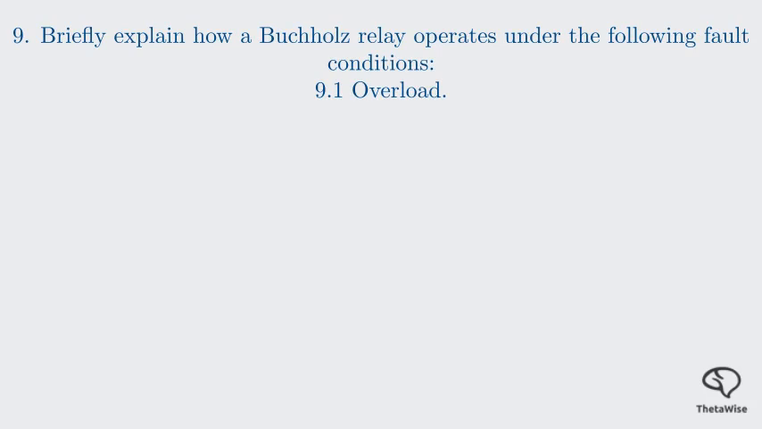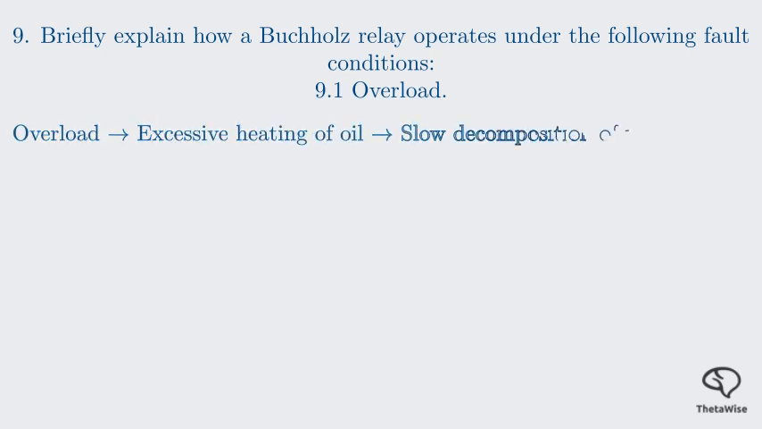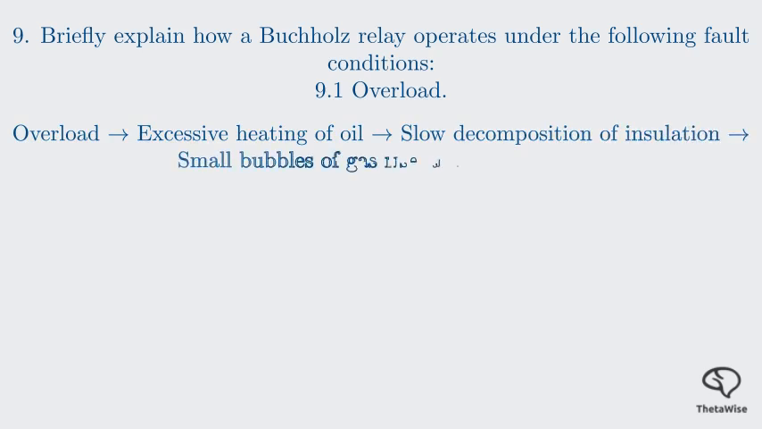This excessive current leads to significant heating of the windings and the transformer oil. This overheating of the oil causes a slow decomposition of the insulating materials, producing small combustible gases. These gases are lighter than the oil and rise through the pipe towards the conservator, where the Buchholz relay is located. As these gas bubbles accumulate in the upper part of the relay, they displace the oil.